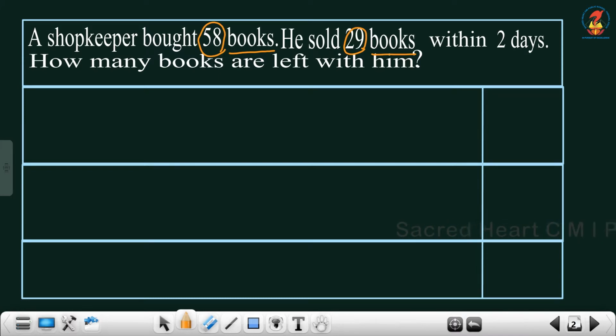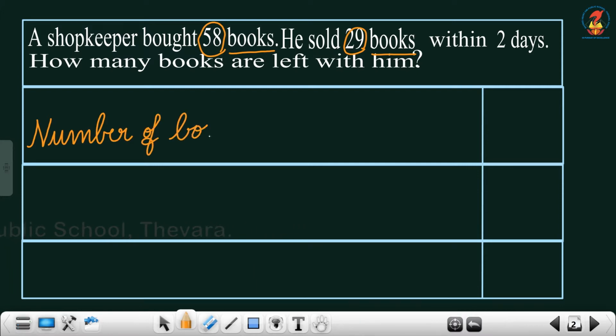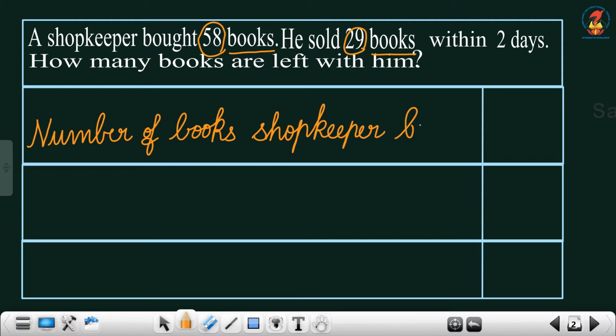Okay. So we can start writing the statements. Number of what is given, children? Number of books are given, isn't it? Number of books are there with the shopkeeper. He bought 58 books. So we can write the first statement. Number of books shopkeeper bought.